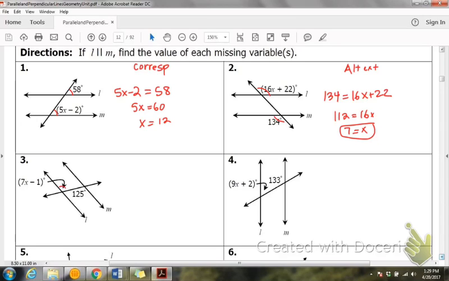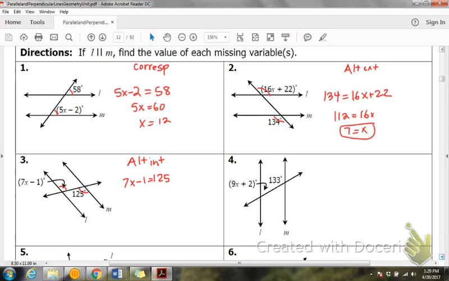It's talking about this angle here and this 125 up here. Sometimes it's hard to see what they're talking about. What kind of angles are these, Lexi? Are they both one inside, one outside? They're both on the inside, right? So are they alternate interior or same side interior? Alternate interior. And what do we know about alternate interior angles? They equal each other. So you have 7x minus 1 equals 125. We're not going to spend time solving that one because I know you know how to do that.